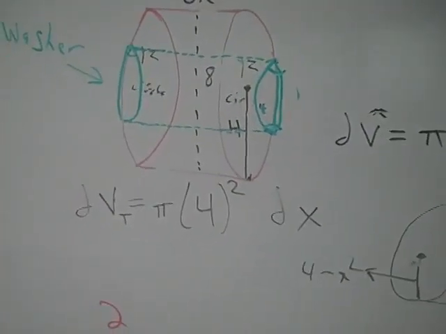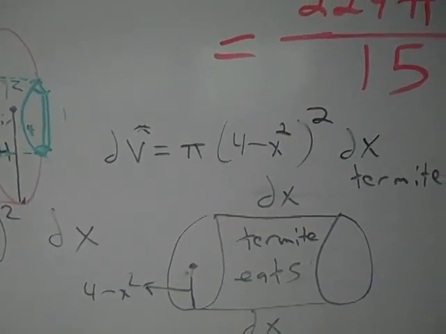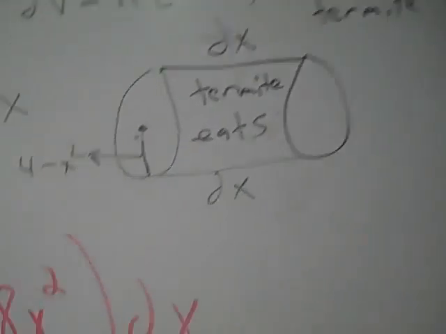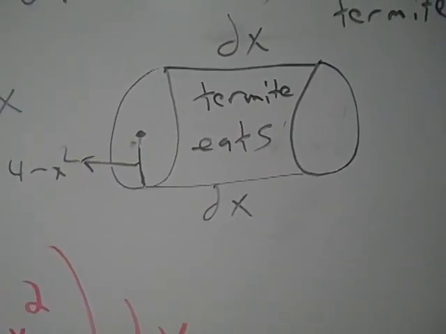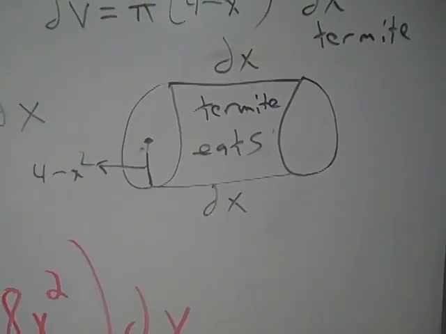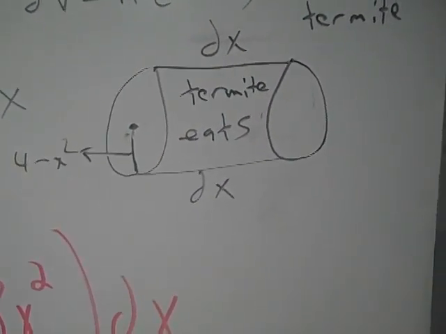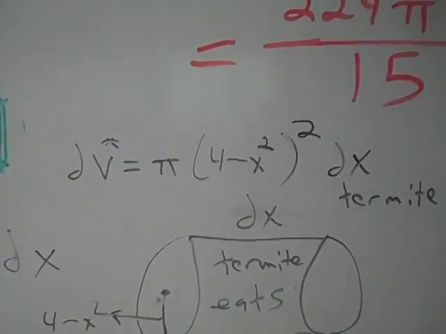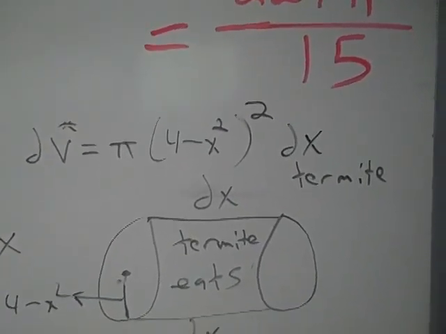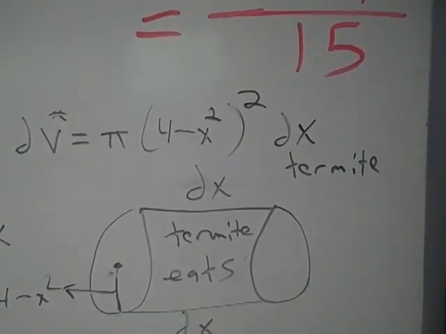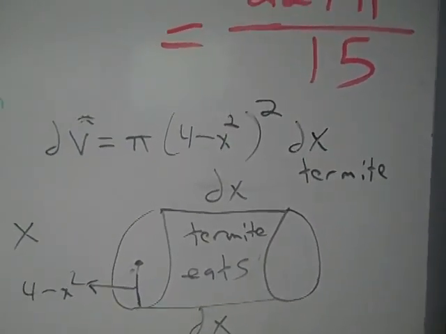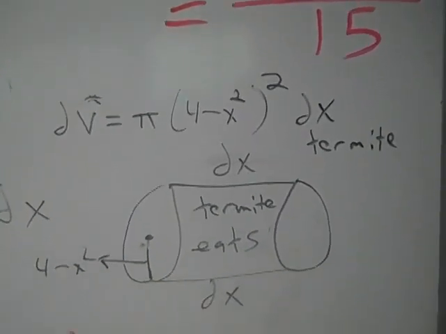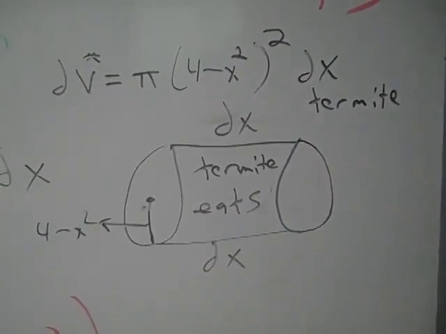Okay, now dV star is what the termite is going to chew out, and that's going to be this black piece right here. It should be a perfect cylinder. It shouldn't be oblique. It's just I can't draw. So the radius is 4 minus x squared, and the thickness is dx. So we do pi times 4 minus x squared quantity squared times the thickness dx, and that's our infinitesimal volume. Don't forget to multiply by dx there. So that's our infinitesimal volume that gets chewed out by the termite.